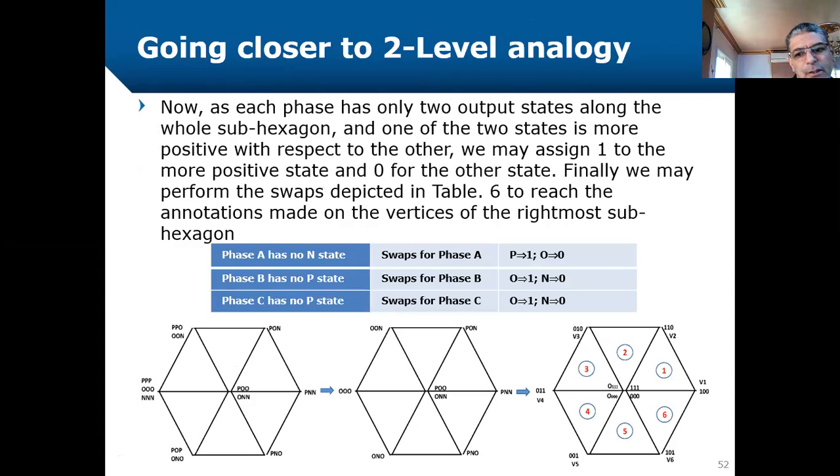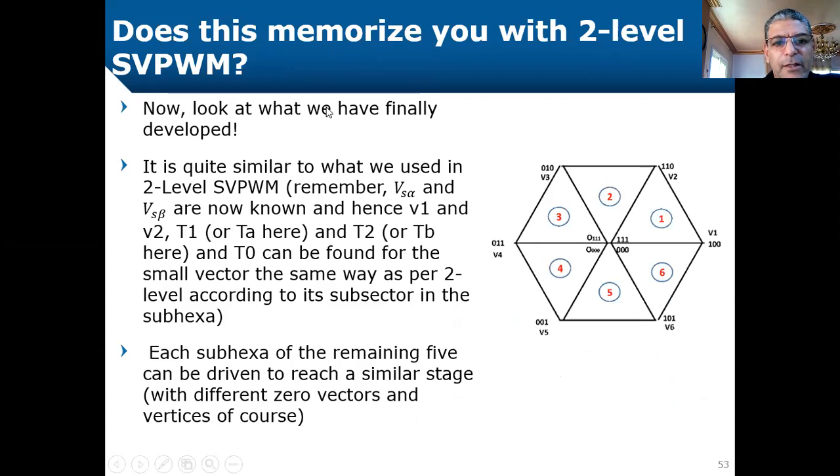Going closer to the two-level analogy. This is what we explained in the previous slide, how to move from this to this. Now look at what we have finally developed. It's quite similar to what we used in two-level space vector simulation. Remember that VS alpha and VS beta are now known. Alpha and beta are what stand for the reference vector in the two-level case.